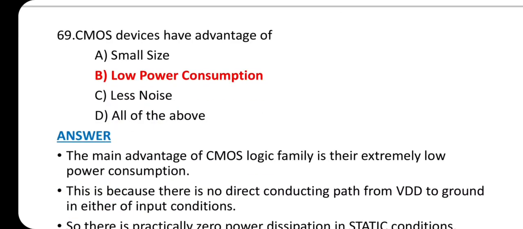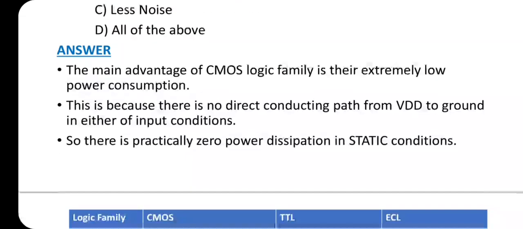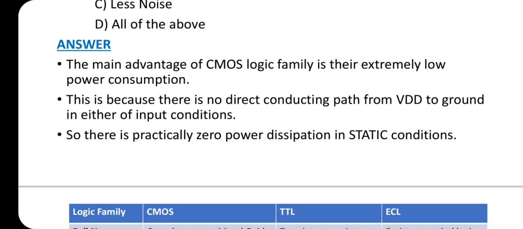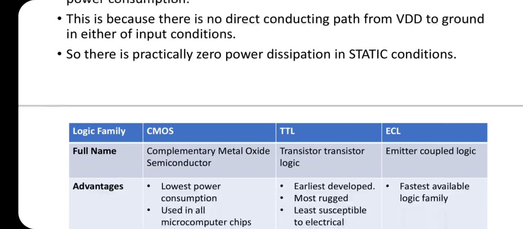Question number 69. CMOS devices have advantages of. Answer is option B, low power consumption. The main advantage of CMOS logic family is their extremely low power consumption. This is because there is no direct conducting path from VDD to ground in either of input condition. So there is practically zero power dissipation in static conditions.